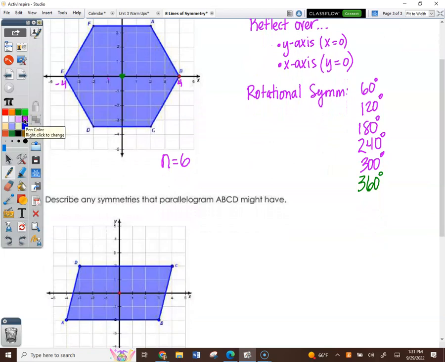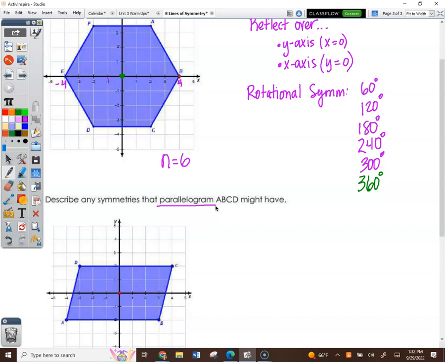Okay, coming to the next one. What's the shape? Parallelogram. Is this the longest? No, this is a parallelogram. That means it is elongated, right? It is a rectangle that has been shifted, tilted, pushed. It is a parallelogram. It is front and center, right in the middle of the coordinate plane. Is there a single line of symmetry?